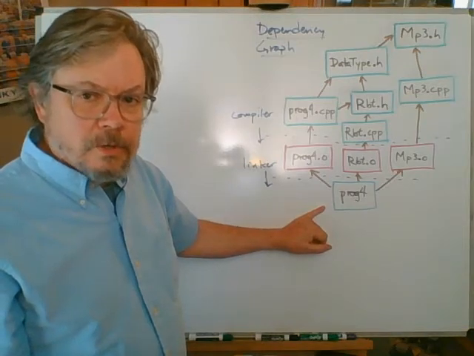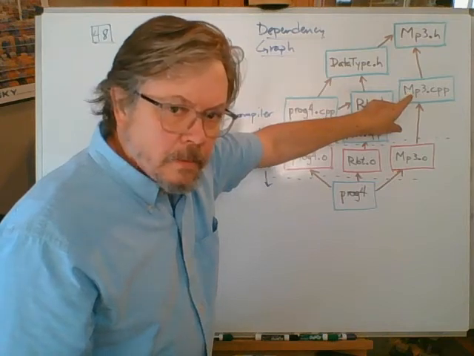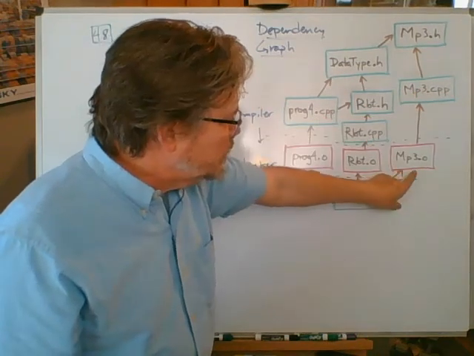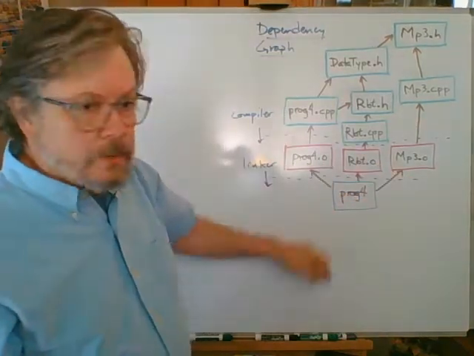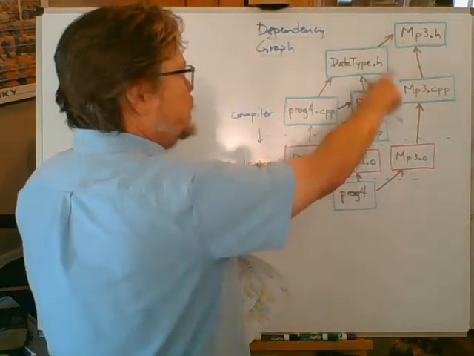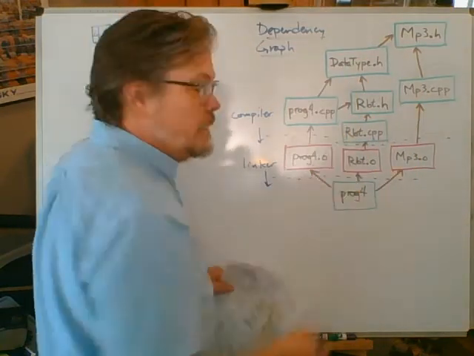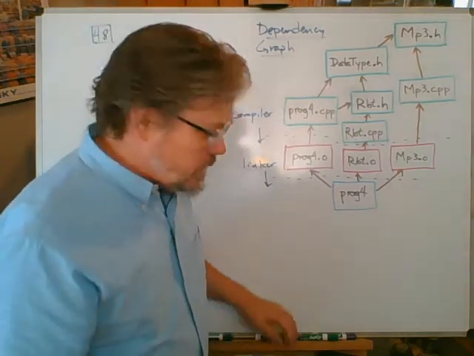What's noticeable here is what's left out. If all I changed was mp3.cpp, the only thing that had to change at the object code level was this mp3.o, and then the linker has to tie them all together. Since this is not anywhere over here in this big mass of dependencies of data type and RBT and all that other stuff, none of this has to be updated. None of that has to change.